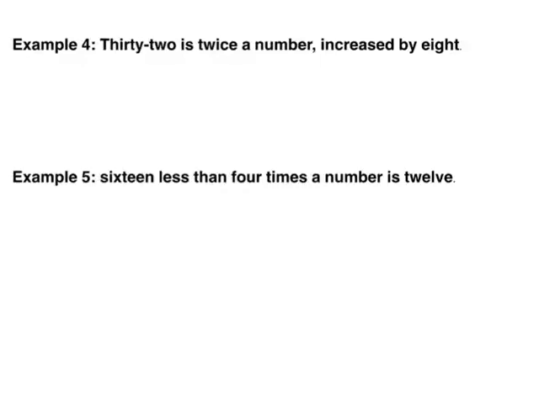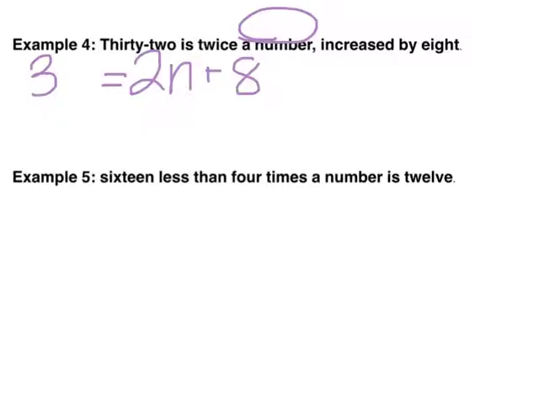In example 4, it says 32 is twice a number increased by 8. Again, the first step is to identify the variable, which is a number, n, increased by 8. Twice that number is 32. Now we have a two-step equation, so we need to work backwards.